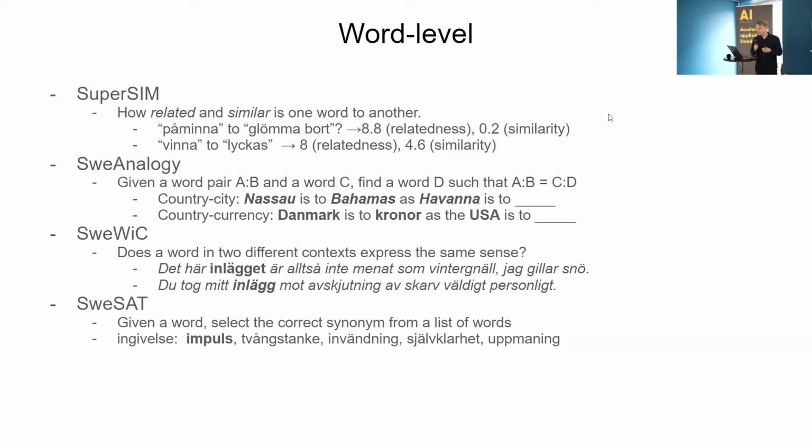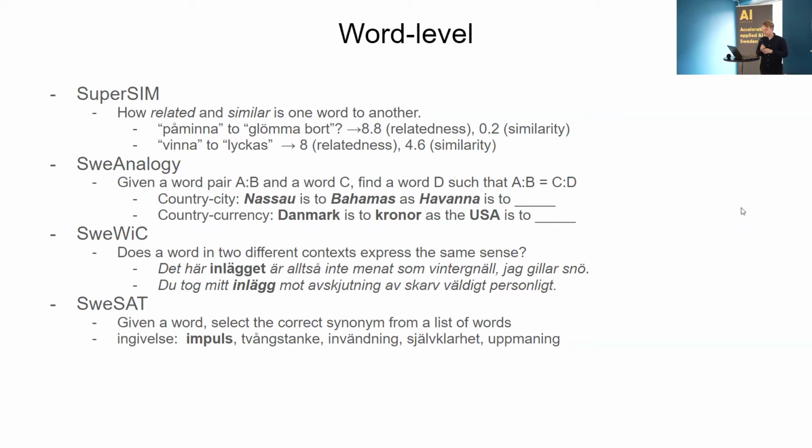And another example is vinna and lyckas. Vinna is to win, and lyckas is to succeed. So usually when you're winning, you're also succeeding, but it can be argued that is not always the case. So they are very related, but they have lower similarity. This is what we want the systems to be able to distinguish and score differently.